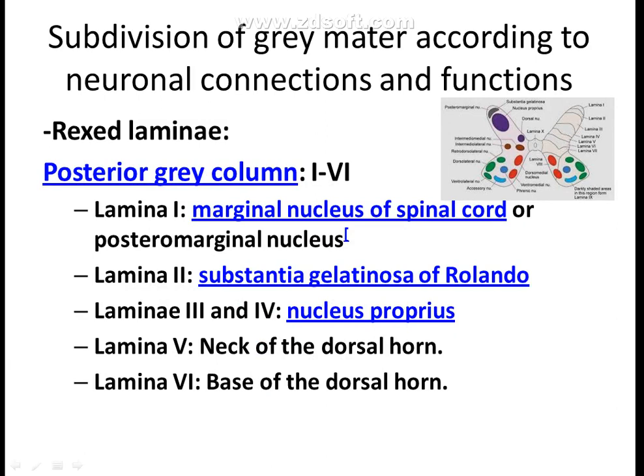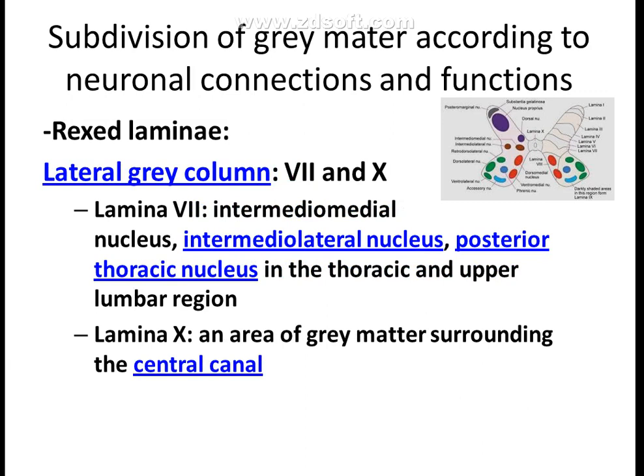And this is a summary of the arrangement, with comparison of the Rexed laminae to the nuclei of the gray matter of the spinal cord. It is shown in the figure and also described with the text.